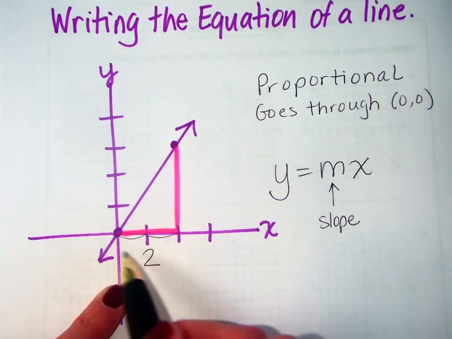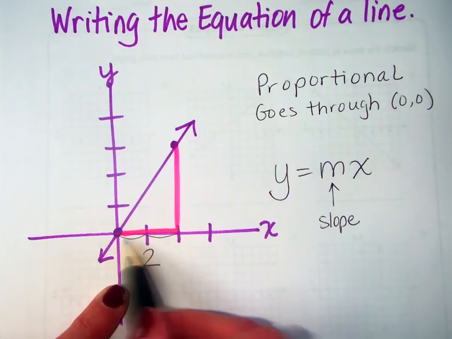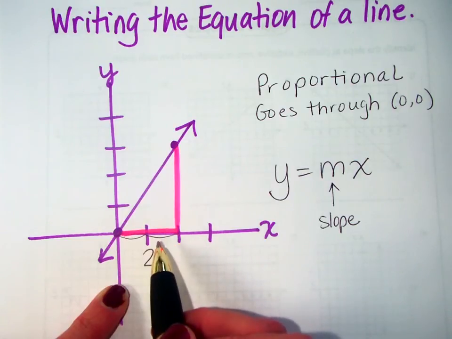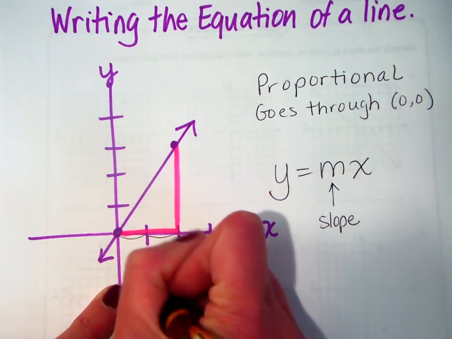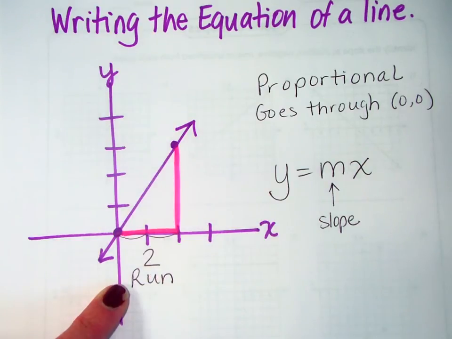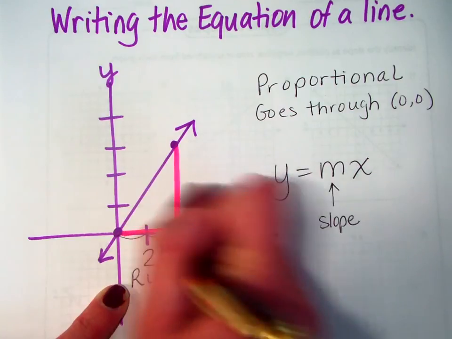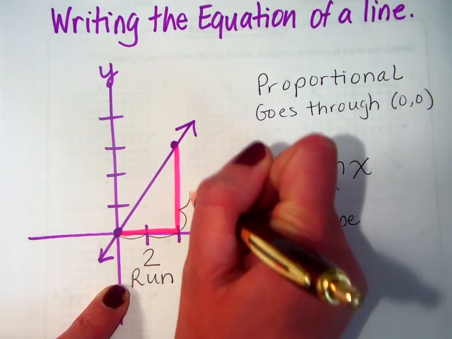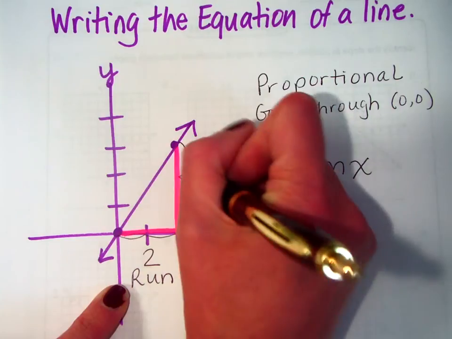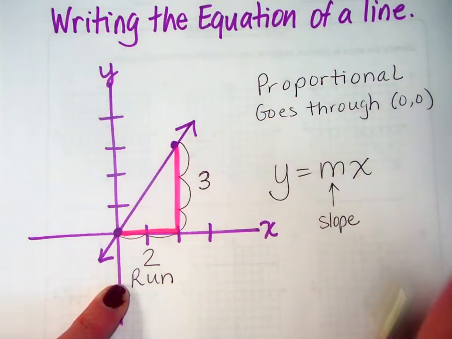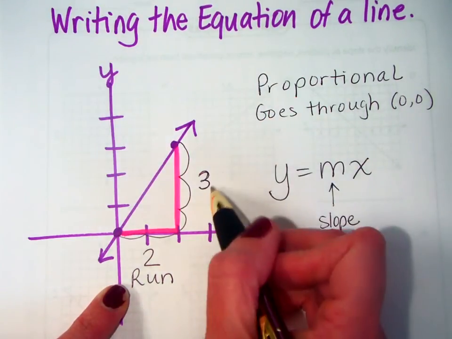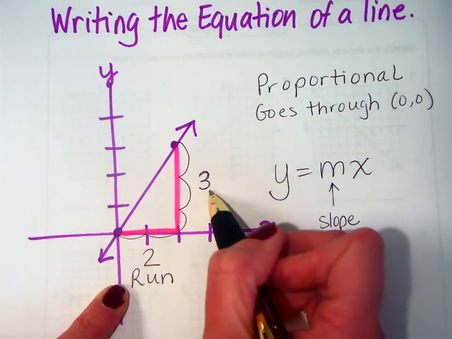So our horizontal change is also called the run, right? And then I went right and then up. How many spaces did we have to go up? 3. That's our vertical change. What else did we call that? The rise, yeah?